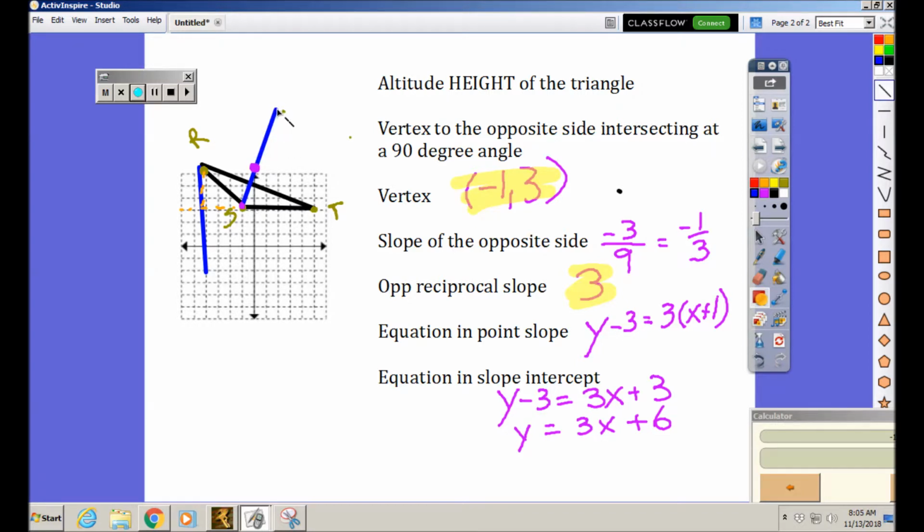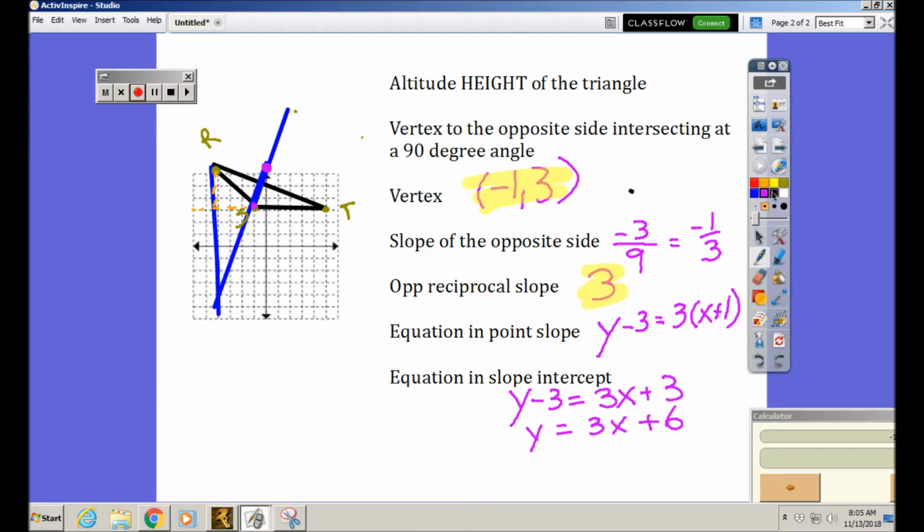But I want these lines to intersect, so I actually have to continue my line down there, correct? Ooh, I need to continue that line a little bit. I can start to see that these are going to intersect way away from the triangle, correct? That's okay. Now I'm going to do the third one.